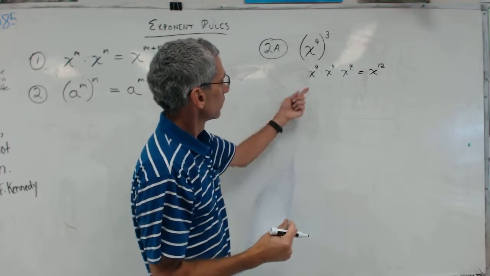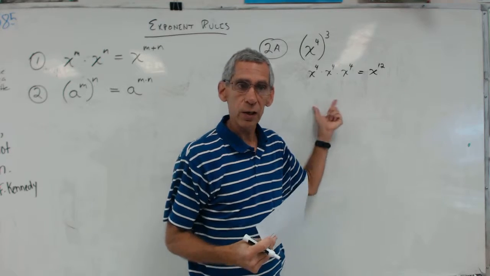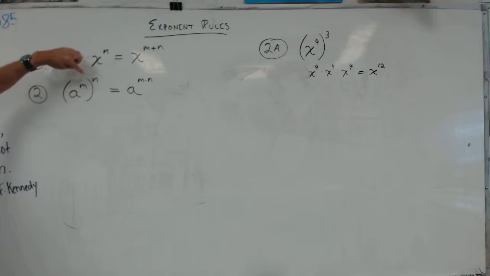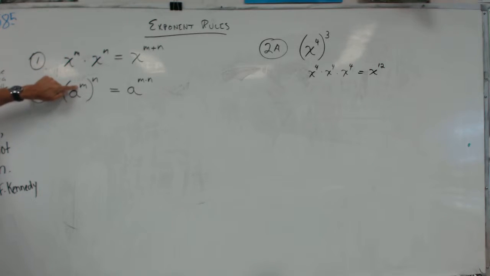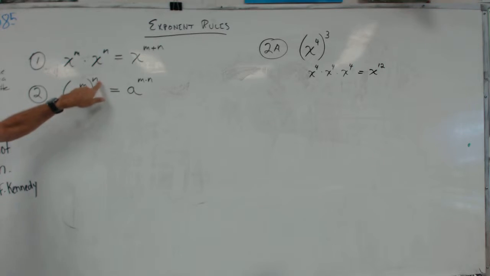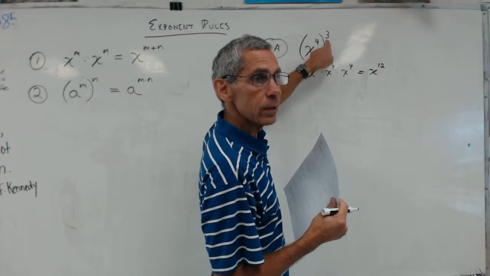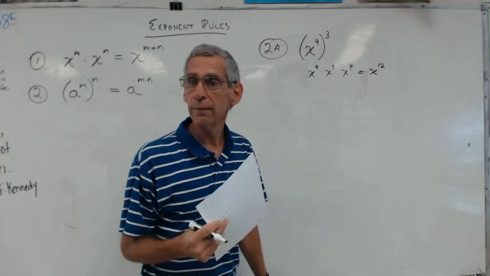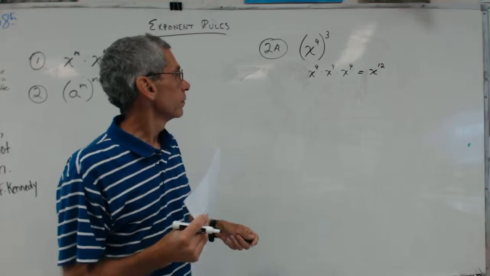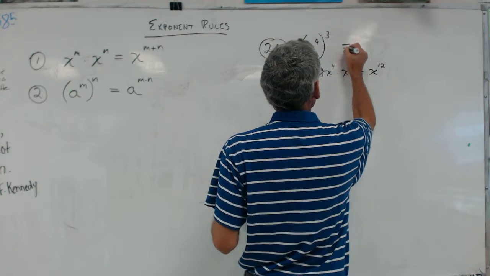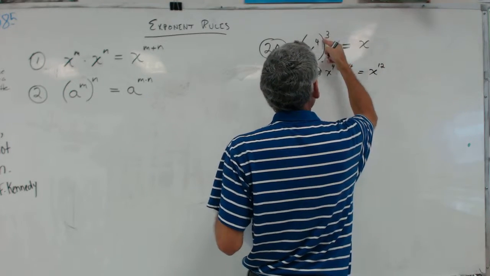So that's the same thing. So what would this be? Same bases, it would be x to the 4 plus 4 plus 4, which is 12, right? Now notice, so that's the long way. There is a shortcut. If we look at this rule, it says if a base with an exponent is raised to another exponent, you see that? I've got a base with an exponent raised to another exponent, then I could just multiply this exponent times this exponent. 3 times 4 would be 12. You wouldn't have to do it the long way. You could just go like this: x to the 3 times 4 is 12.